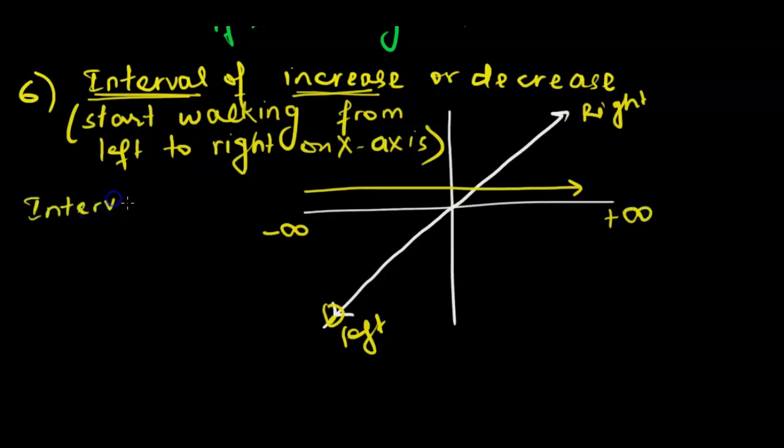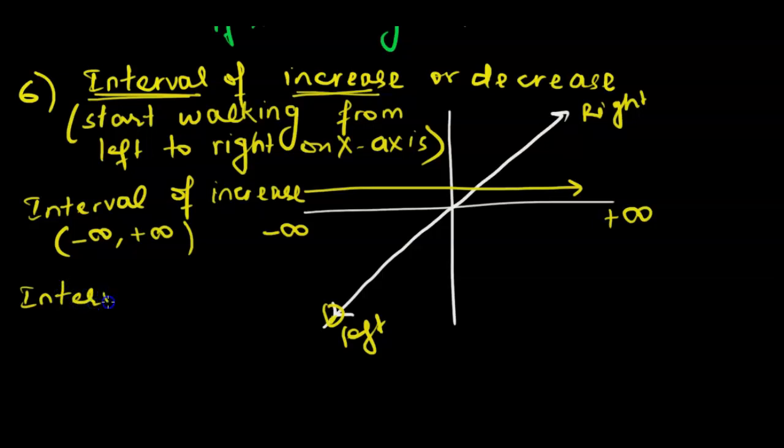And how do I write down the answer? I write down interval of increase. We put the interval in these brackets, from negative infinity to positive infinity. And this is the only way that you have to write it down. For interval of decrease in this particular graph, we do not see any. Therefore, we would write down none.